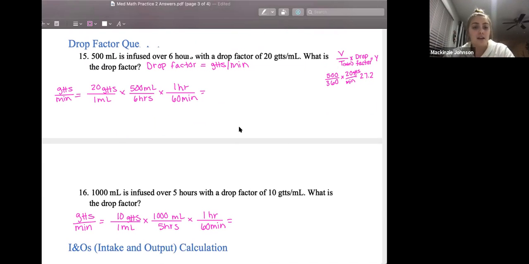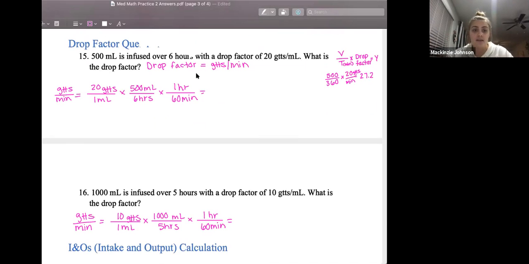Okay, so drop factor. This is pretty much the same thing, but people get freaked out by hearing drop factor because they're like, oh my gosh, IV tubing, pumps, what? But it's super not like that. All it is is just a different unit.